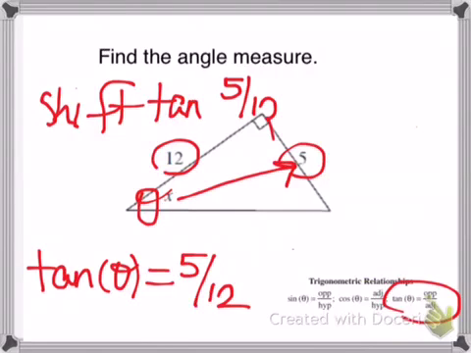So I press shift, tangent, 5 divided by 12. And that gives me 22.6, which is going to be rounded to 23 degrees.